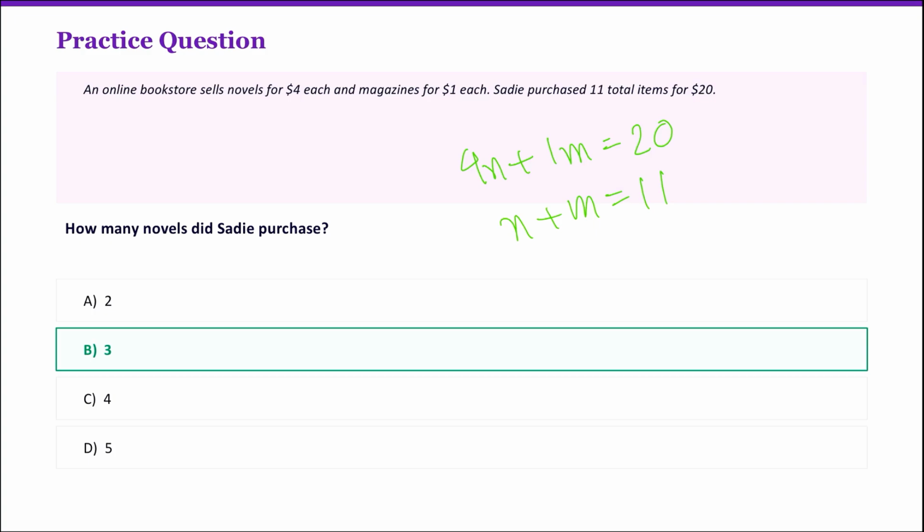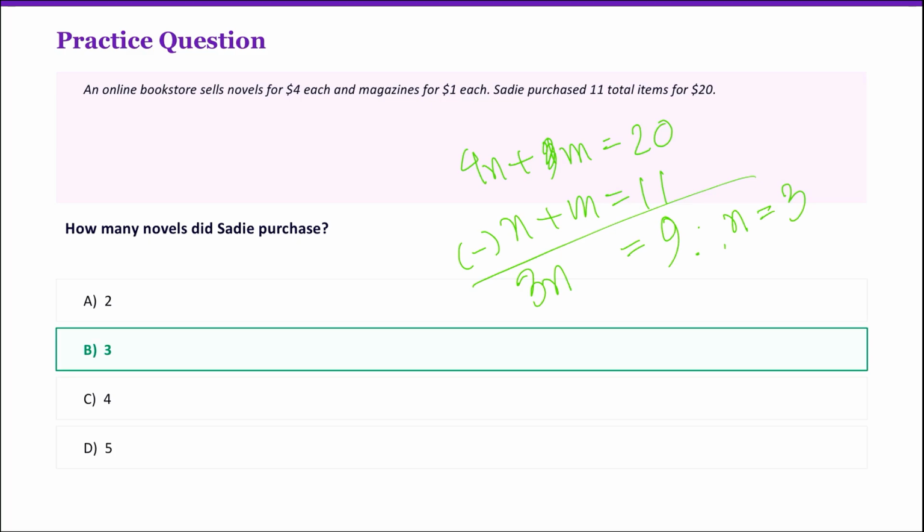So one thing you should remember is that whenever the coefficients match, you should try to eliminate. Here, we have 1m here, or we can just write that as m, 4n plus m, and we have n plus m. So the m coefficients match perfectly. So we can just go ahead and subtract equation 2 from equation 1. 4n minus n, we get 3n. M minus m, we get 0. 20 minus 11, we get 9. That gives us n equals 3.